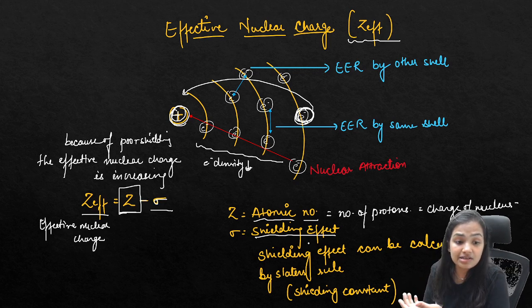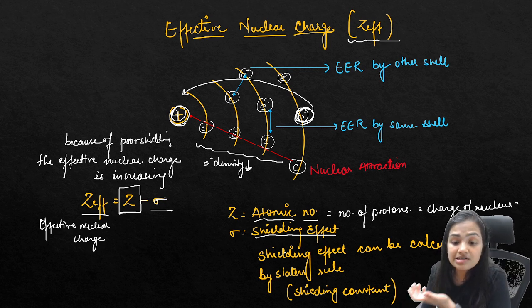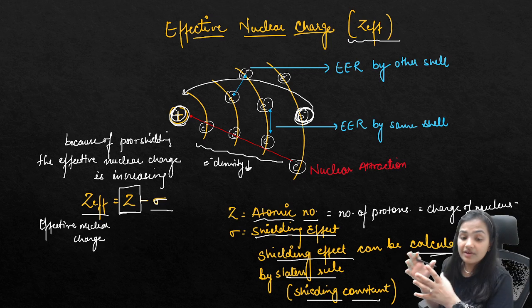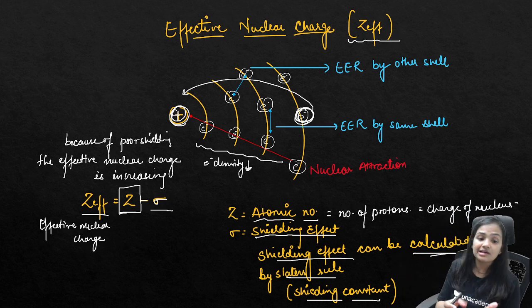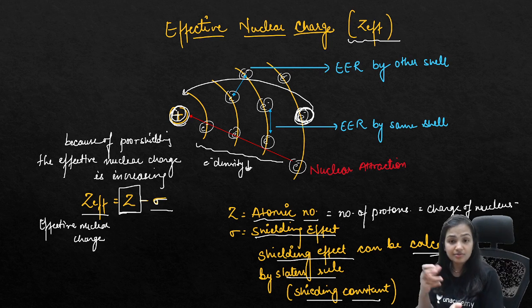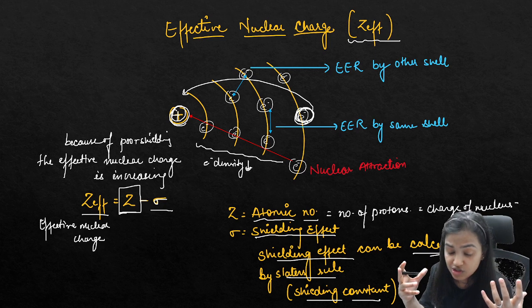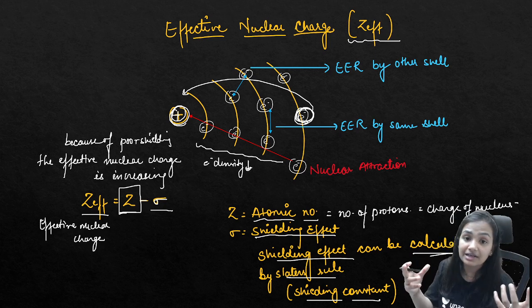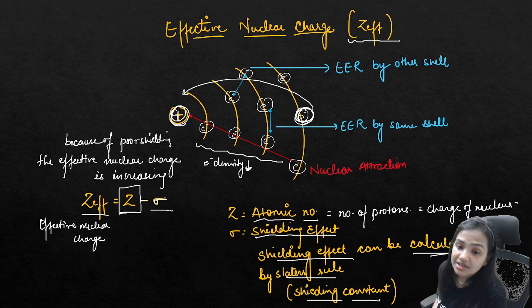As I said, the shielding effect, sigma, can be calculated by Slater's rule, and it is also known as the shielding constant. So we can calculate which orbital is doing how much shielding: the number of electrons present in the s orbital, how strongly they are shielding the last electron, or the electrons present in the d orbital, what their shielding effect is. We can calculate this by Slater's rule.